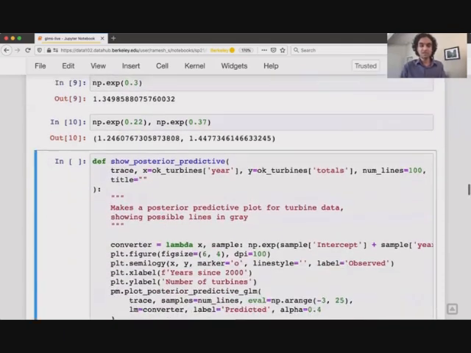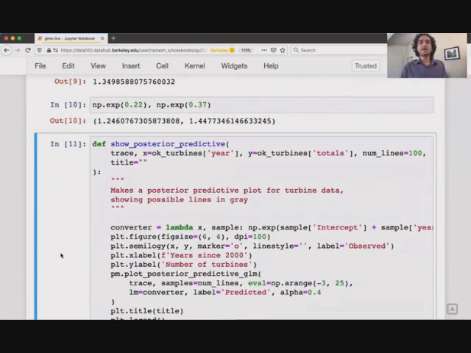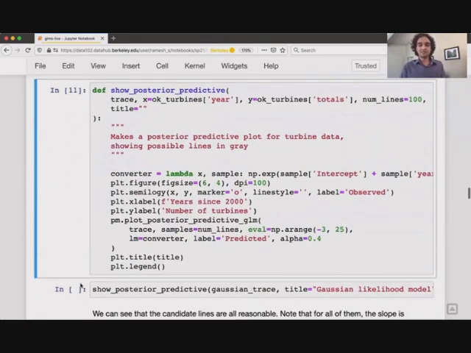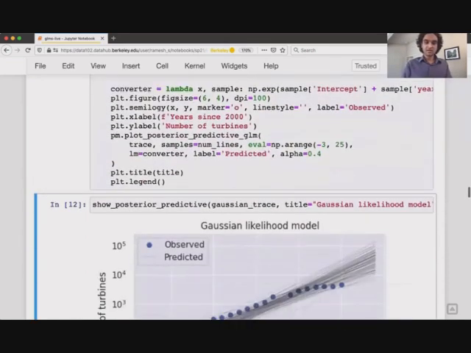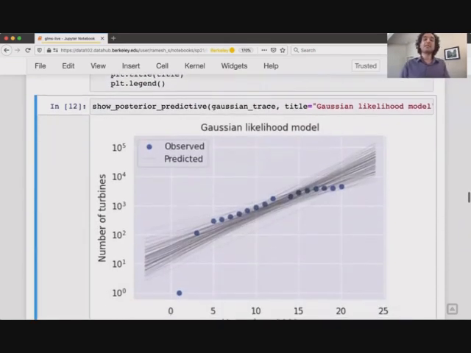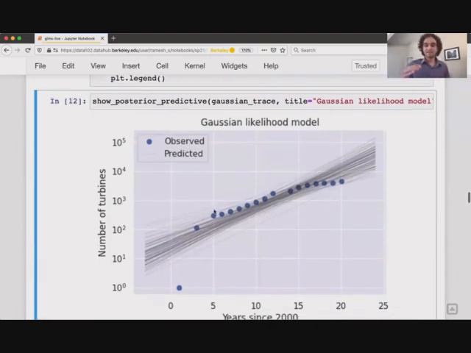So I have this function, show posterior predictive. You don't have to worry about how it works, but it's essentially going to show me a bunch of possible lines that I could get. Each one of the little gray lines is a different sample out of the model, with a different intercept, different slope, and so on. And the blue points are the actual data that I observed. We can see that they're all pretty reasonable. They all fit the data reasonably well.